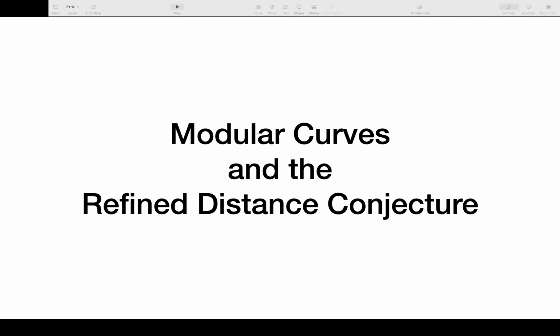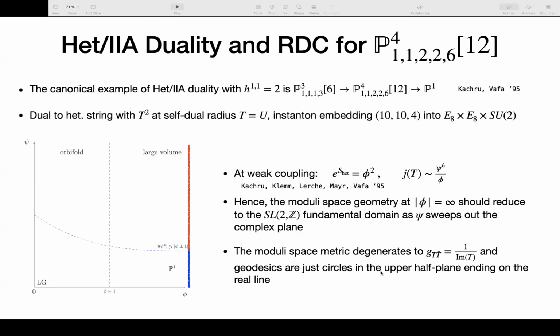Okay, so now we connect everything. The example I showed you before, the degree 12 hypersurface in P11226, is actually the canonical example of heterotic type 2 duality with H11 equal to 2, with the following fibration structure. And it is supposed to be dual to the heterotic string on T2 when we compactify to 8 dimensions at the self-dual radius, where the 2 moduli T and U of the torus are equal. So we get an SU2 gauge enhancement, and we embed instanton numbers 10, 10, and 4 into this gauge group.